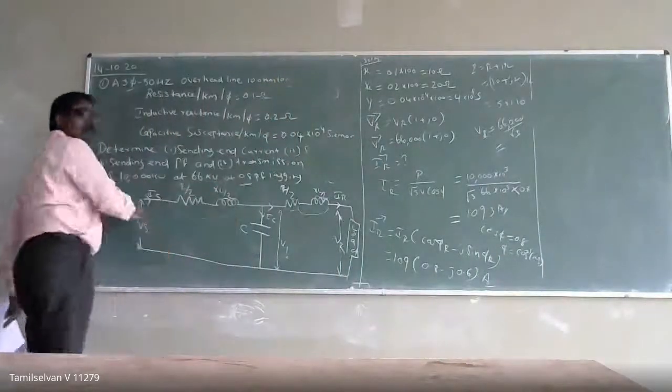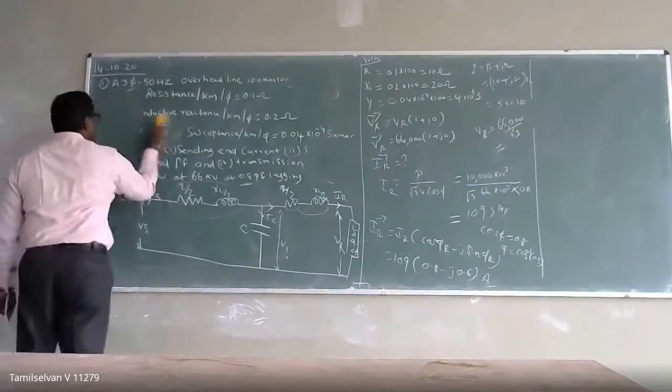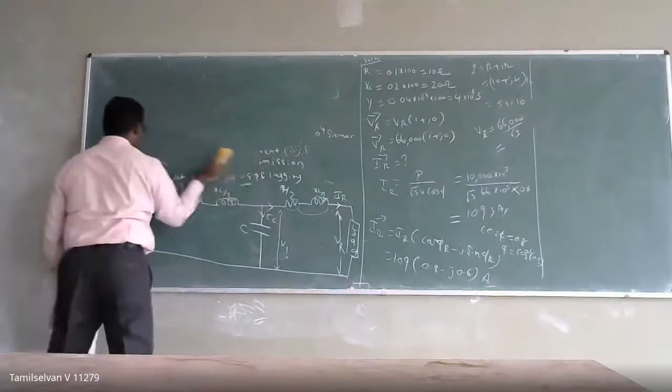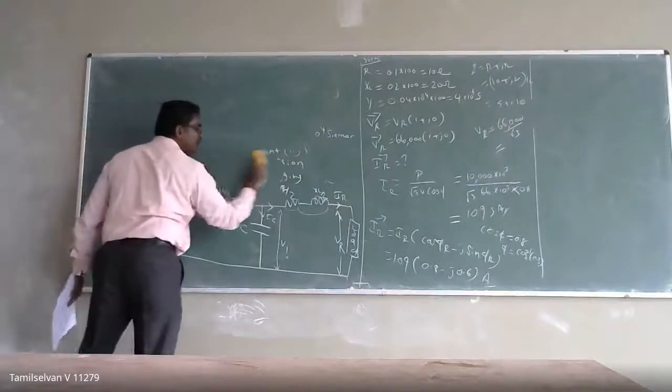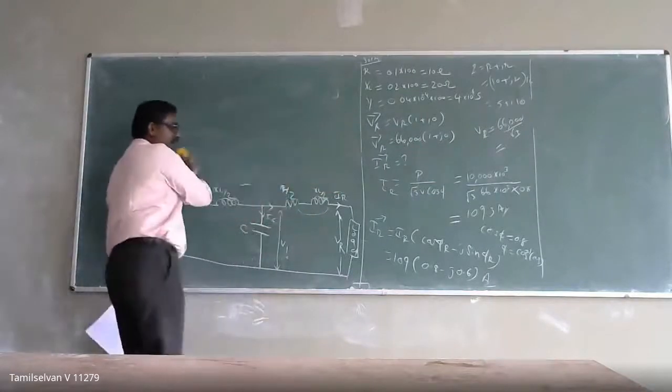I think you have copied the problem, no? I will keep this equivalent circuit because with that only you know how to write the equation directly. No need to mug up any equations here. If you know how to draw the equivalent circuits, then you can write the equation.